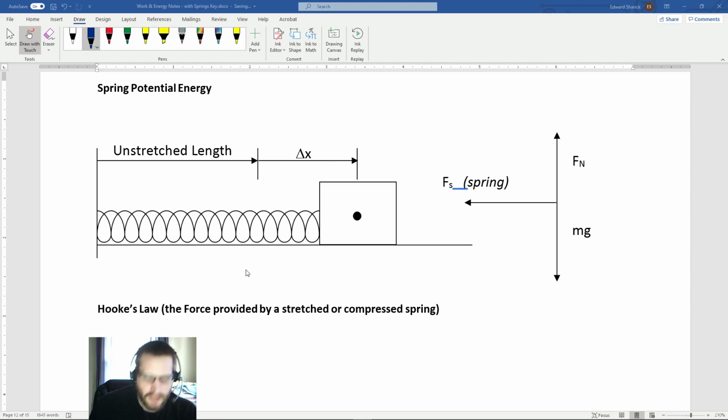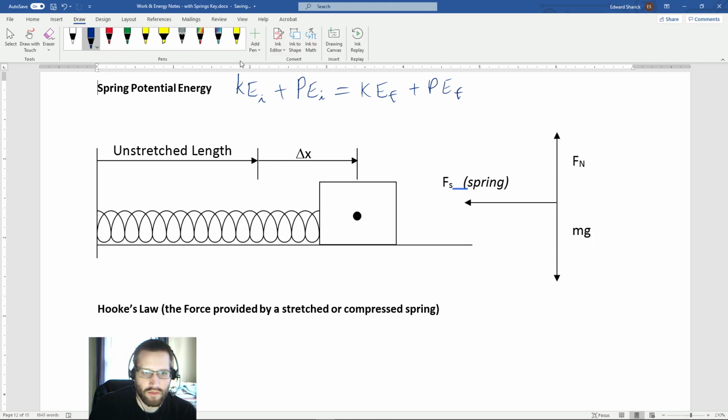So we've been discussing conservation of energy, and just to review the equation that we had: kinetic energy initial plus potential energy initial equals kinetic energy final plus potential energy final. Now, this works all the time.